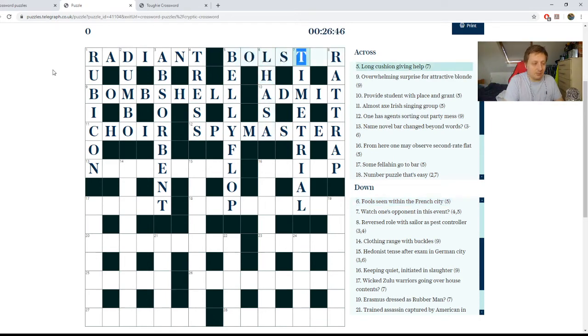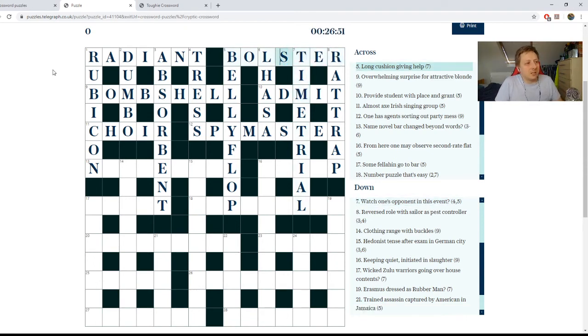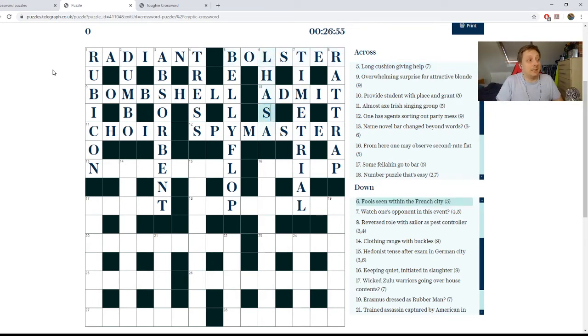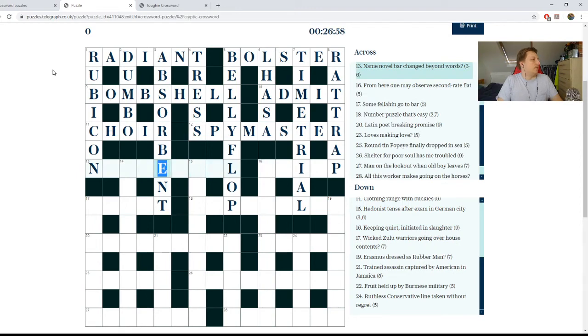Okay, I did not know that was a type of cushion. I would have been there for about 9 years. A bolster, so that's a double definition. Long cushion is a bolster. If you give help to something, you bolster it. Let's remove that from my mind.